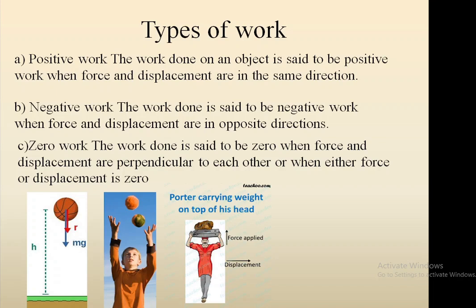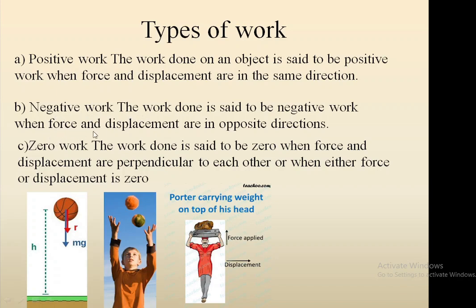Here we can concentrate on the direction. The ball is coming downward, and the gravitational force is also acting in the downward direction. That means both are in the same direction. So in that case, we say that the work done is positive. The work done on an object is said to be positive work when force and displacement are in the same direction. Next you can also explain what is the negative work done.